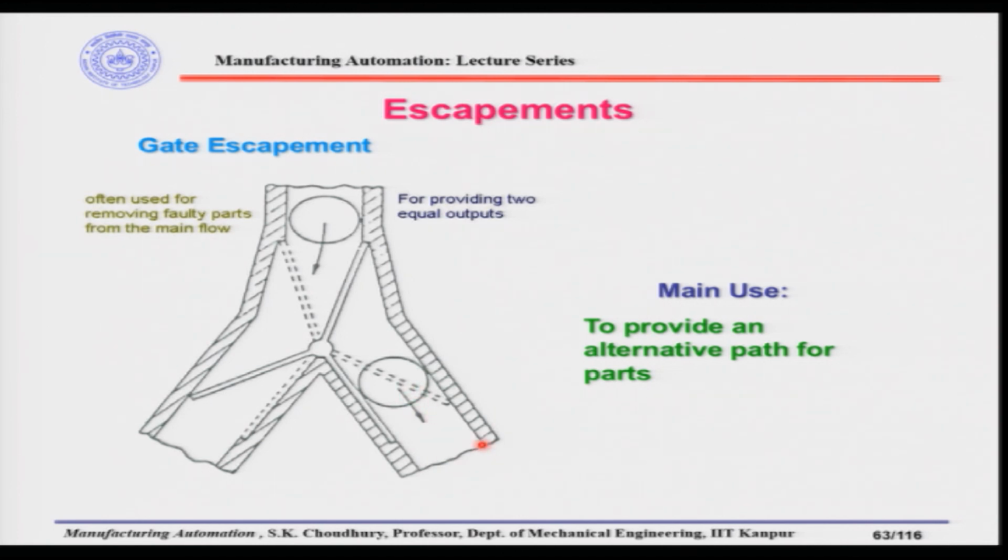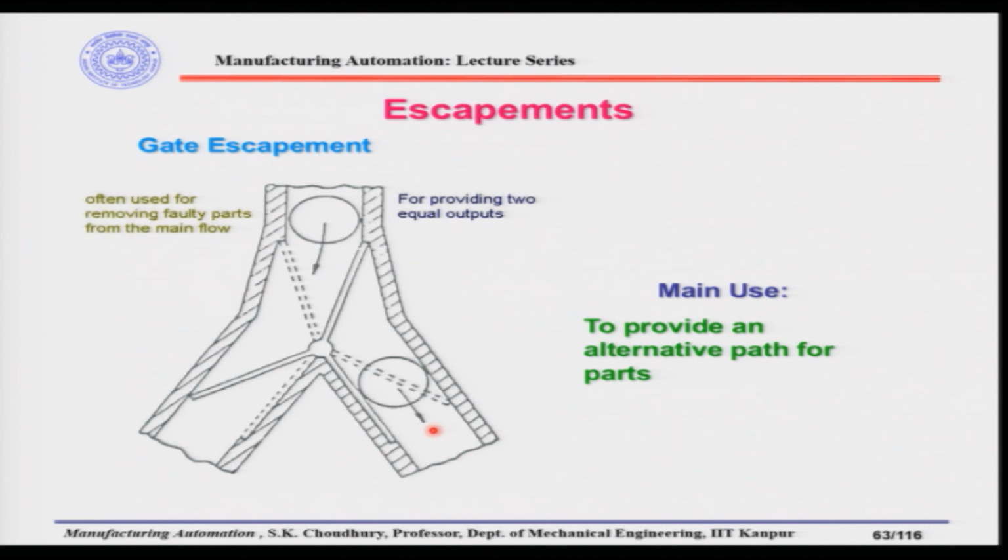Now, this design can also be used by controlling it with a device or with a sensor. For example, suppose we want the faulty parts to be taken out. Whenever there is a faulty part, in that case the sensor will sense the signal that there is a faulty part here, and suppose we want the faulty part to come to a particular side.